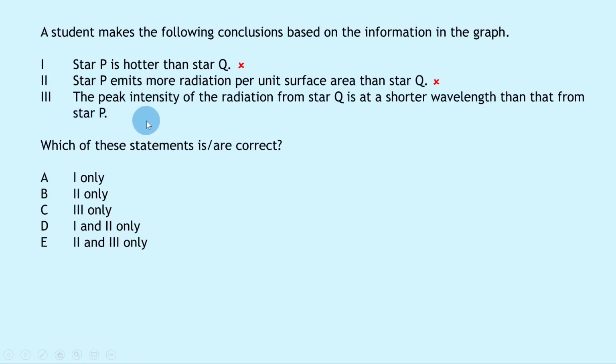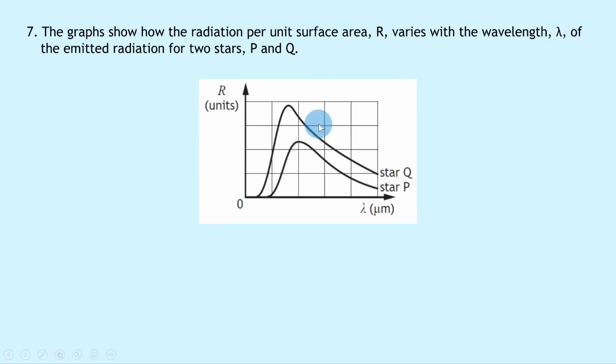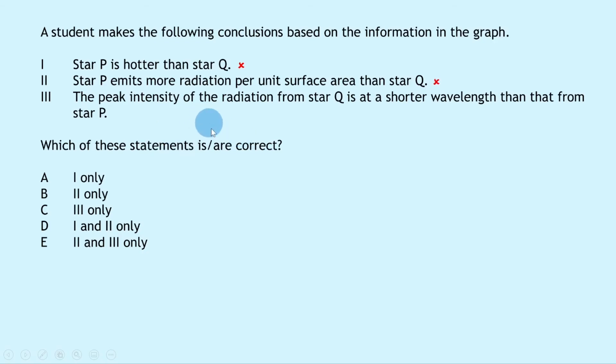And lastly, the peak intensity of the radiation from star Q is at a shorter wavelength than that from star P. Well, looking back at the diagram again, we can see the peak wavelength for star P occurs at this point here, whereas the peak wavelength for star Q occurs at this point here. And you can see that this is actually slightly to the left of this peak, which means that the peak for star Q is at a shorter wavelength. So this means that this statement is true. So we have statement 3 is the only correct one, 3 only, which is the answer C.